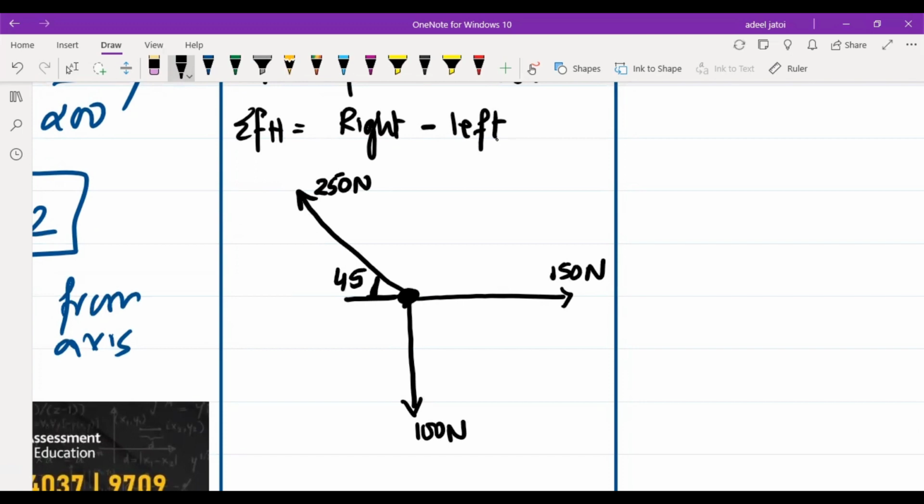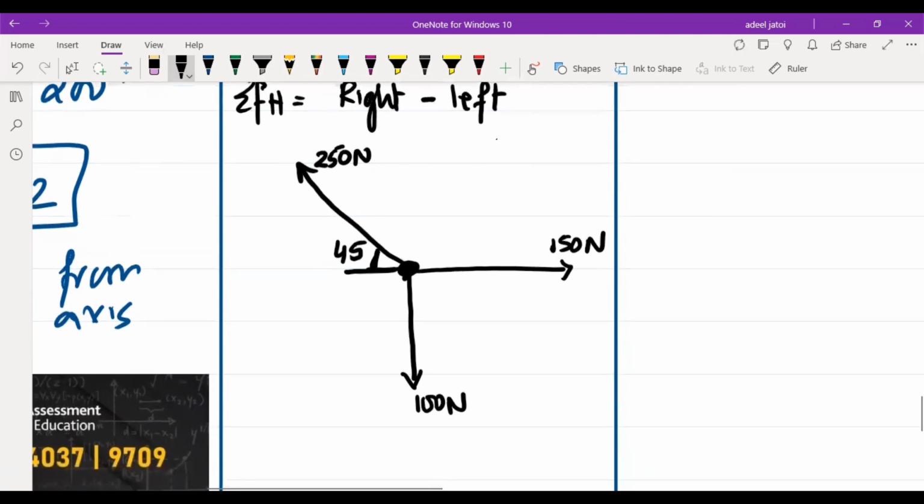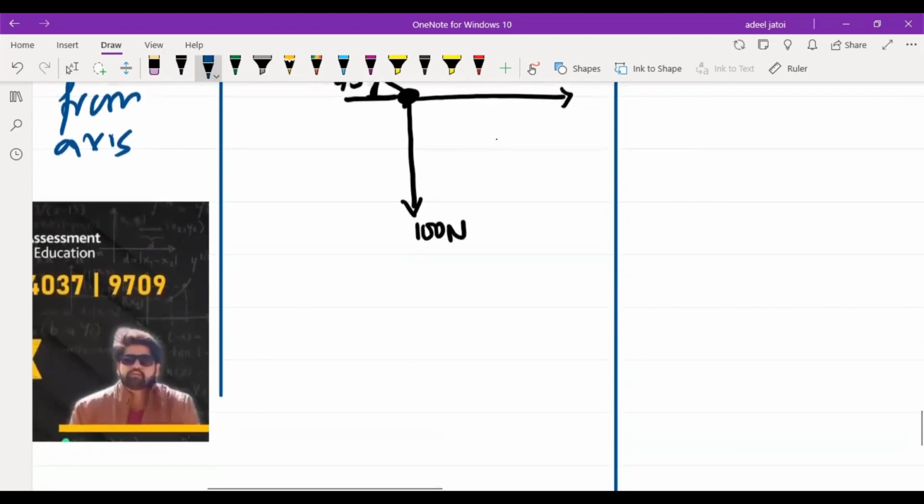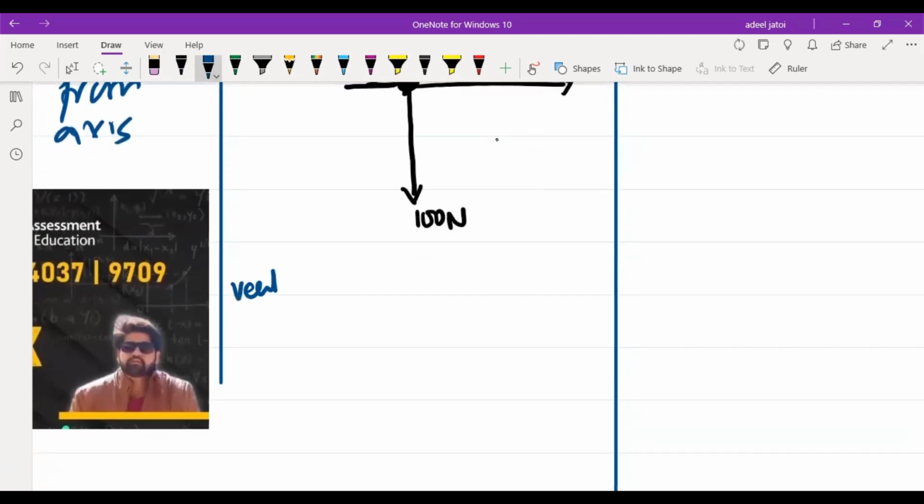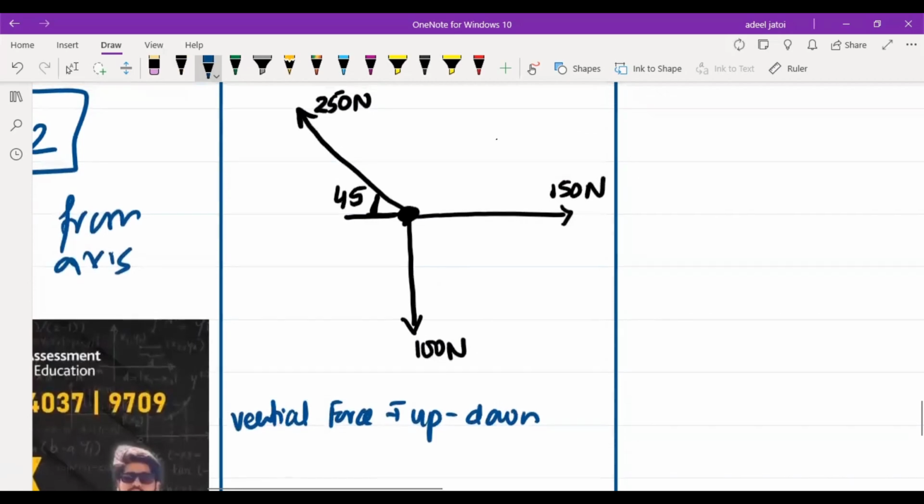45 degree. Now, this is your question, an example question. Since we need to resolve vertical forces, vertical forces are upward minus downwards. To calculate upward, we already know that the downward force is 100 Newton, so we need to have the upward force as well.